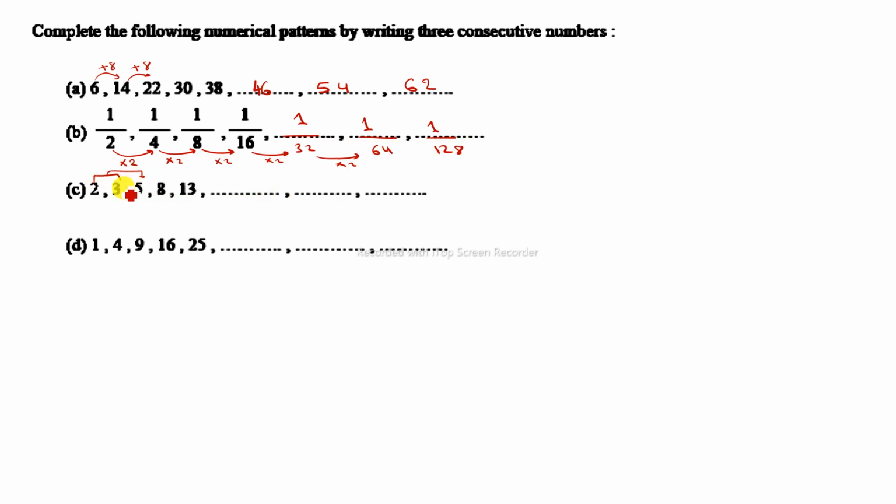This pattern: 2, 3, 5, 8, 13. You notice that 2 plus 3 is equal to 5, 3 plus 5 is equal to 8, 5 plus 8 is 13. Meaning, any number is equal to the sum of the two preceding numbers. So here 8 plus 13 is 21, 13 plus 21 is 34, 21 plus 34 is 55.